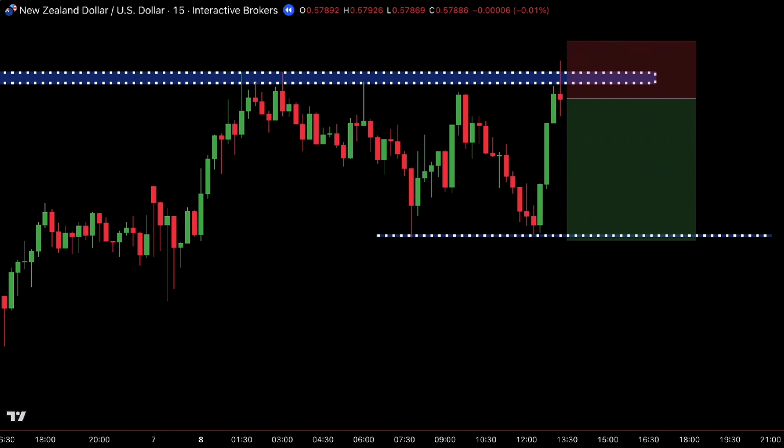Entry: at the close of the candle that created the liquidity sweep. Stop loss: above the sweep area. Target: the next support level. Look at what happened next. Price dropped strongly and moved straight to the target, exactly as expected after a clean liquidity sweep in a distribution phase. Another perfect example of how institutions use liquidity traps to reverse the market.